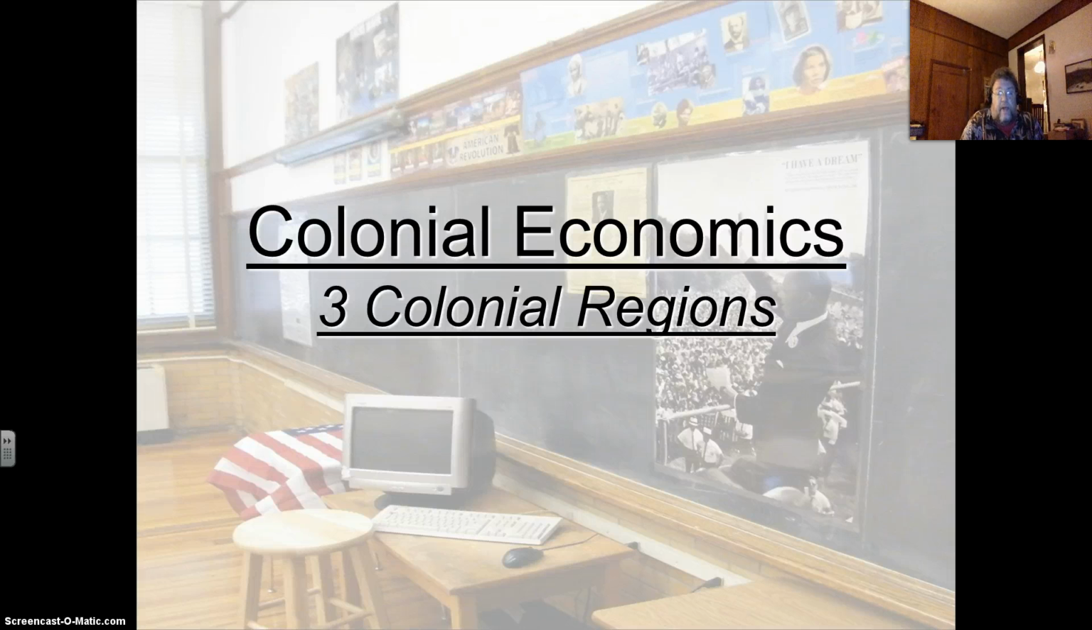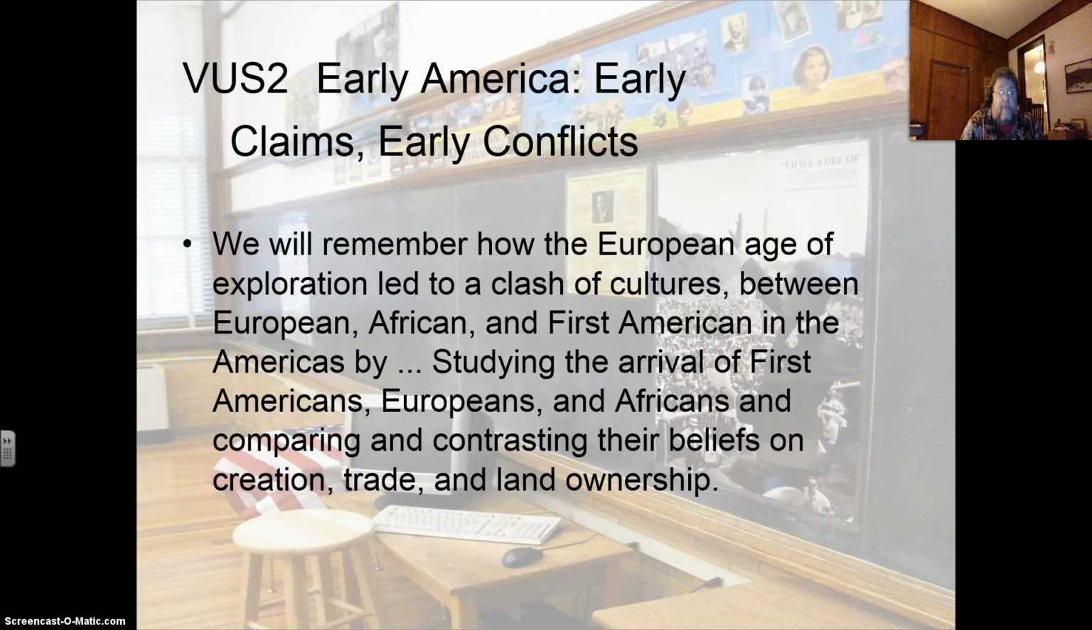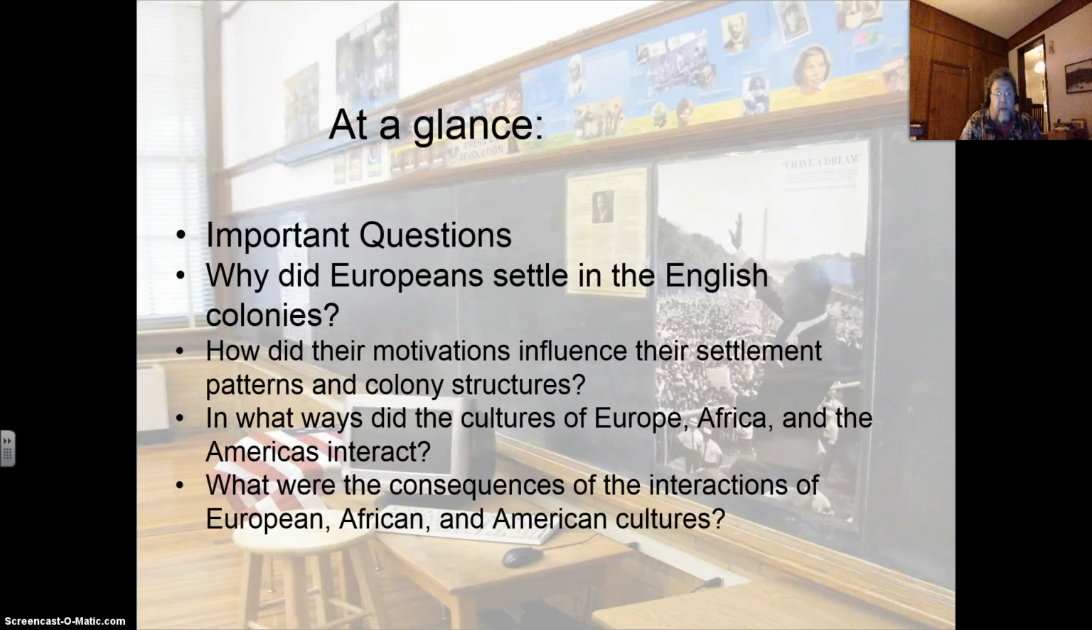This one is about colonial economics, and when we think about colonial economics, we think about three colonial regions. First, let's not forget, SOL number 2 is all about how European, African, and First Americans meet in the Americas, how they interact, and what the consequences of those interactions are.